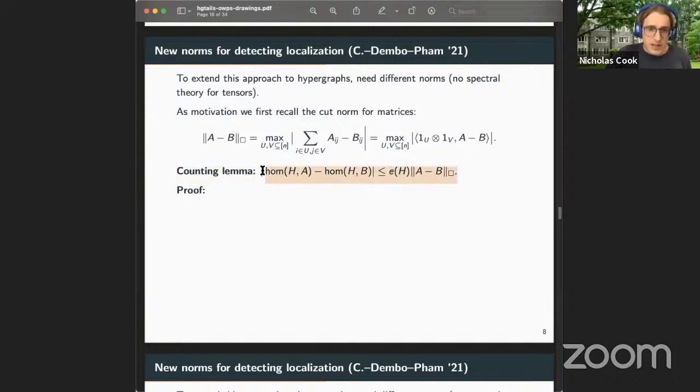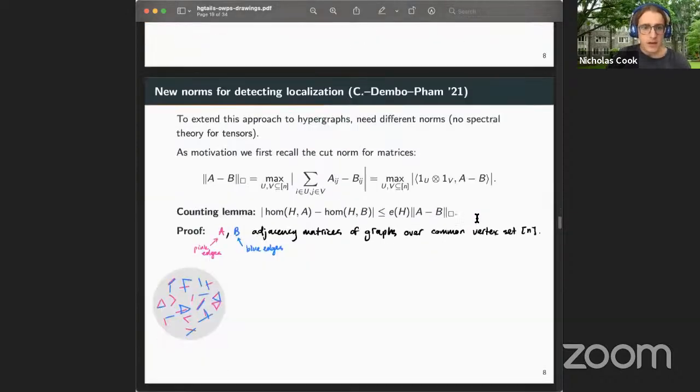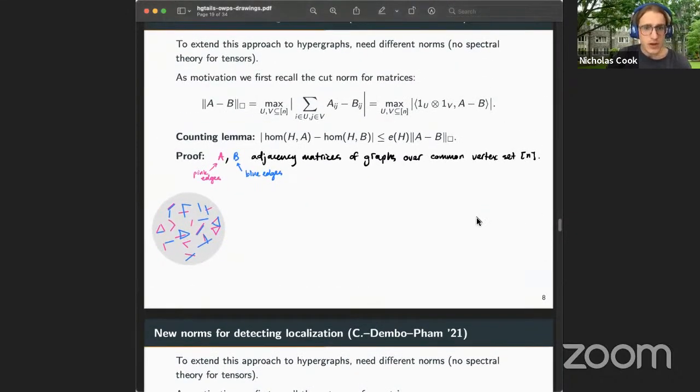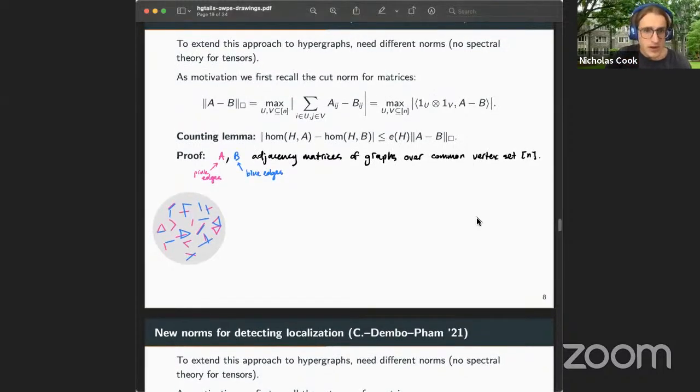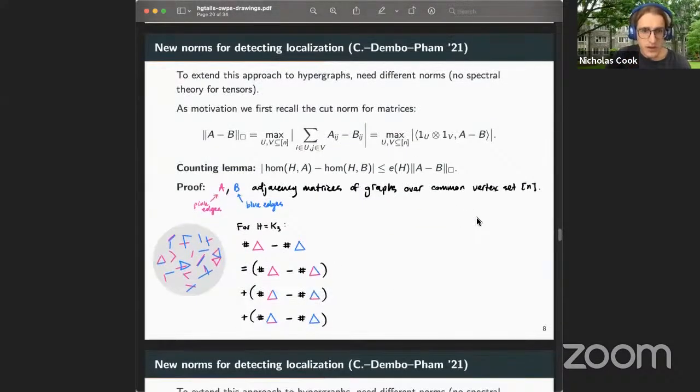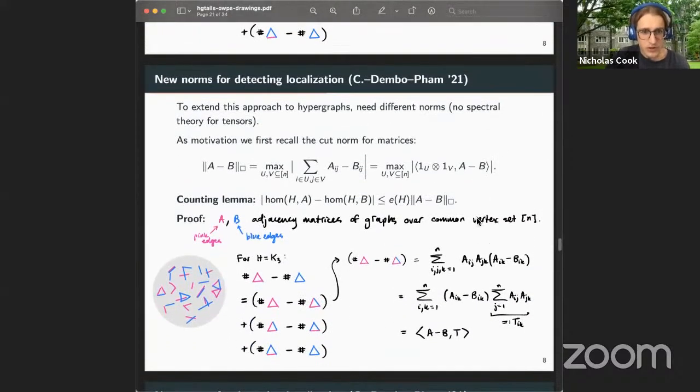And then here we have the classic counting lemma, which just says that the homomorphism count is a Lipschitz function in the cut norm, and the Lipschitz constant is the number of edges. This would be fine for us in some regimes, since H is fixed, we don't care about losing factors like that. Okay, so I just want to give you an impression of the proof, to motivate, because this is really where the idea for these new norms comes from.